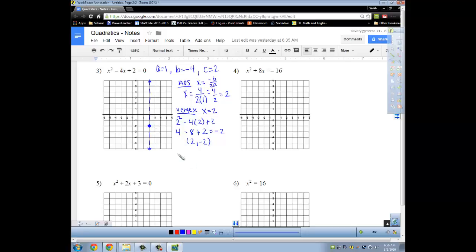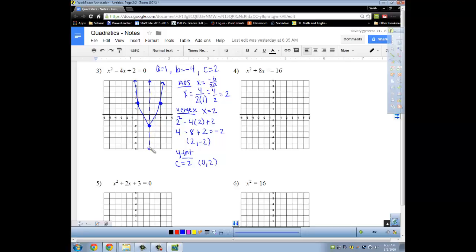Okay, now we're going to find our y-intercept, which is c. So c equals 2. So 0, 2 is our y-intercept. So again, because I know it needs to be symmetric, I know my other point would be there. And then connect everything.